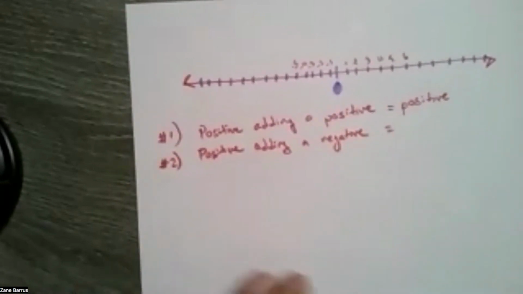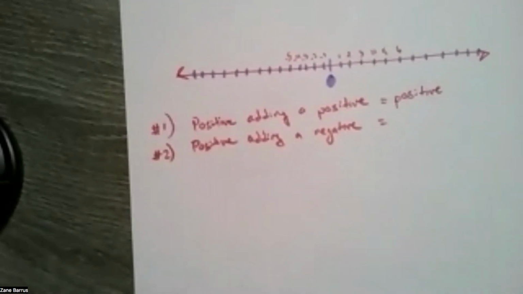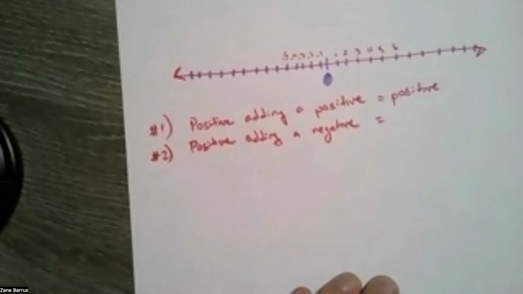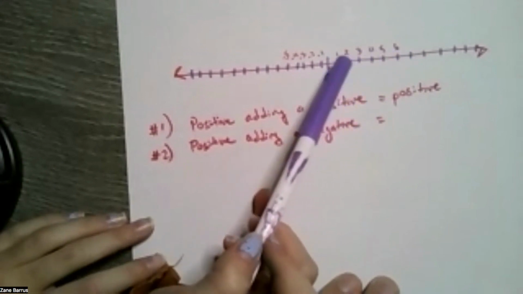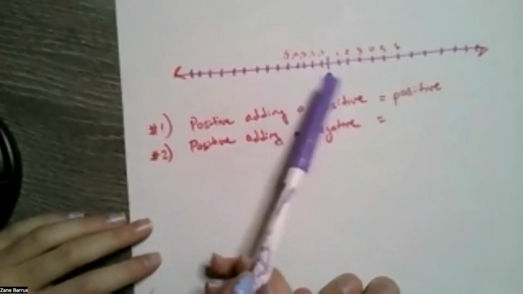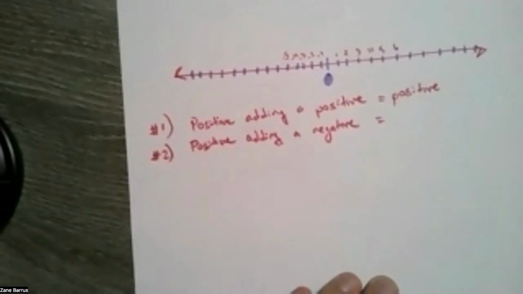Can you describe what that could be? Well, if you had 6 plus negative 9, then you would go on the number line 9 spaces to the left until you would get to your number. So you would actually be subtracting.